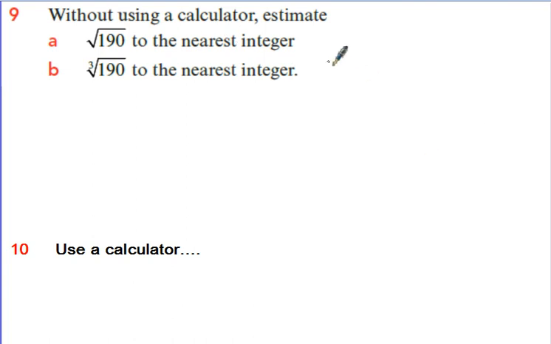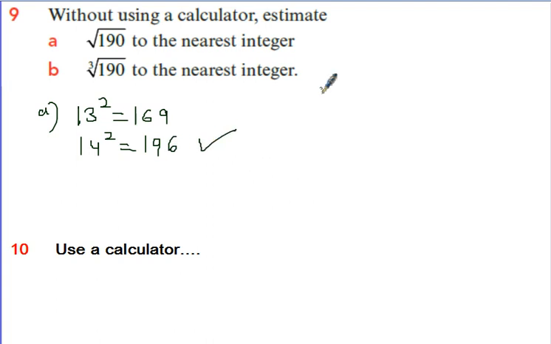Now without using calculator again, estimate root 190 to the nearest integer. So now you can see 190. Around 190, if you go with the square table, above 100 we know 121, then 144, 169. So 13 square is 169, and 14 square is 196. So the answer, 190 is nearest to which integer? It is around 196. The answer is 14. 14 is the answer here.